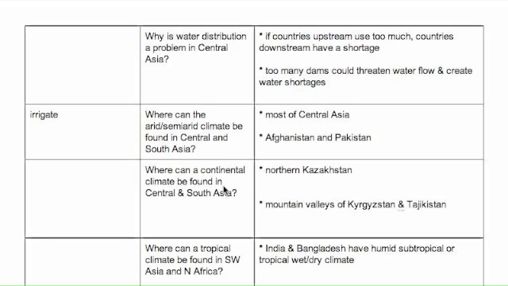Kyrgyzstan and Tajikistan have built dams along rivers to make electricity. However, too many dams could threaten the water flow to their neighbors. Water shortages of Uzbekistan and Turkmenistan could become worse, and the countries in this region must cooperate to transport and benefit from the resources. All right, let's look at climate.